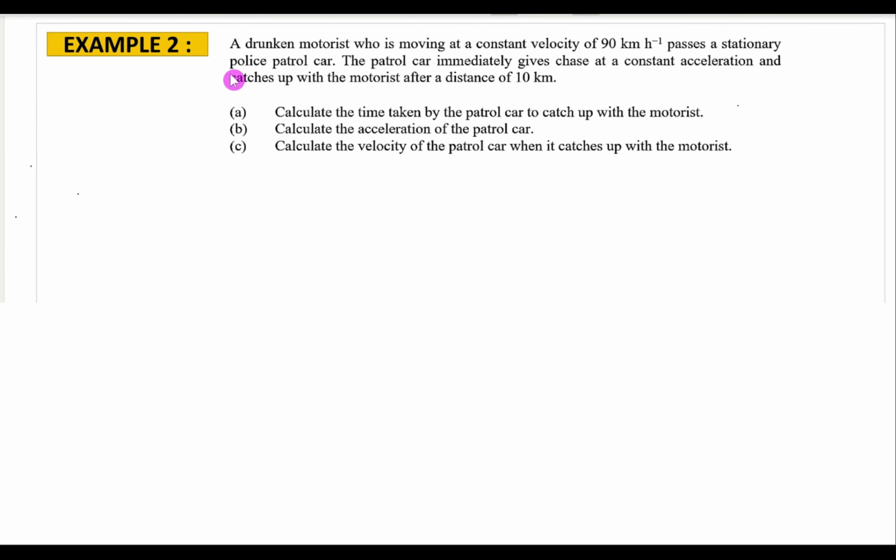Alright, example number 2. So let's read the question first. Here we have a drunken motorist who is moving at a constant velocity of 90 km per hour, and passes a stationary police patrol car. The patrol car immediately gives chase at a constant acceleration and catches up with the motorist after a distance of 10 km. First of all, I think we need to change the velocity first.